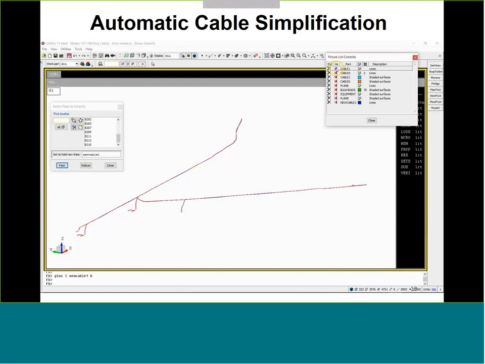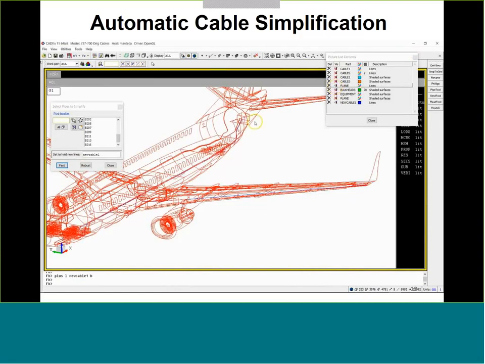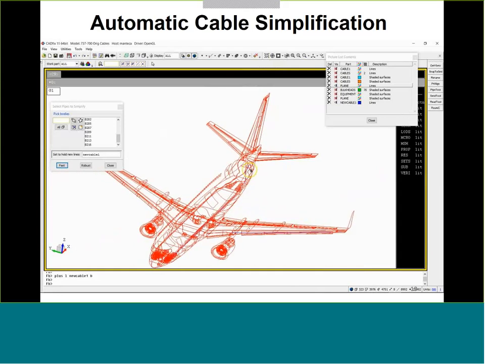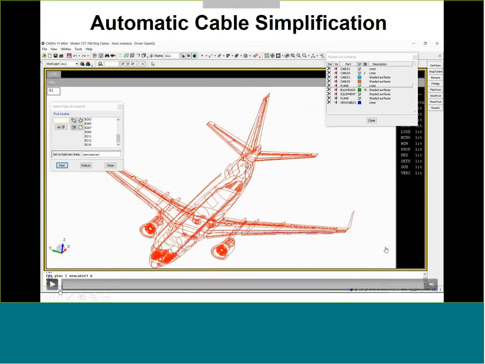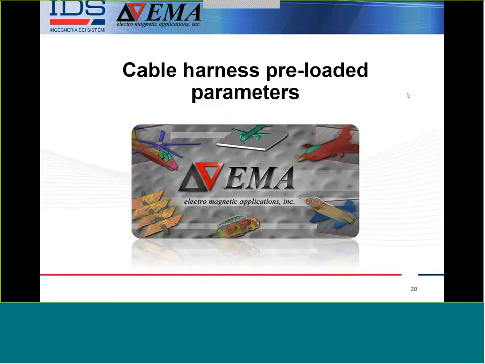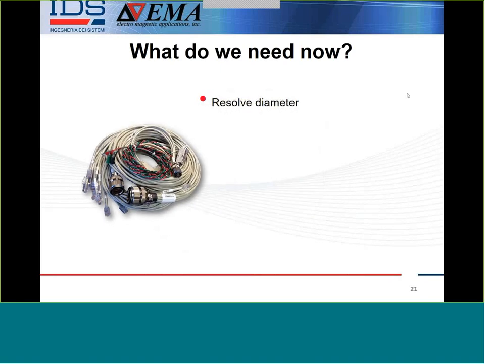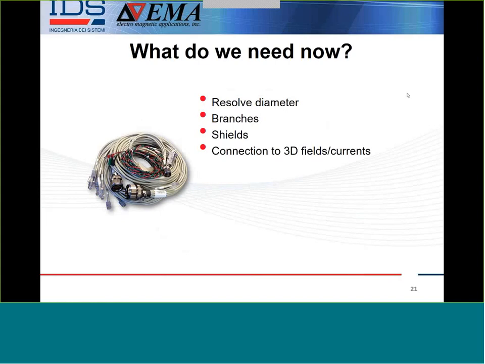So next, now here's the hard part. We've got the cable lines. The computer did all the work. We have this PDF of the electrical wiring interconnect document. So what do we need to do? We need to figure out the diameter of all these individual lines. We need to make sure our branches are in there. They should be in there automatically from the previous step. We've got to specify what the shields are, if there are any shields in the cable. We need tools that have a connection to 3D fields and currents. It's pretty typical. Most tools have that.